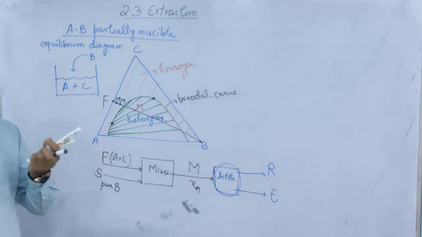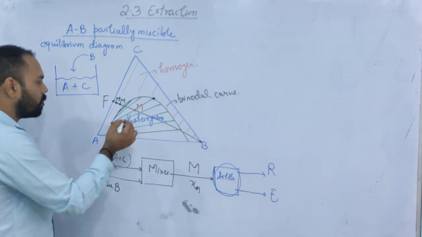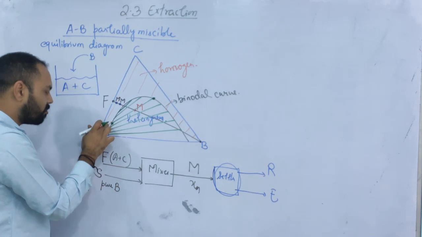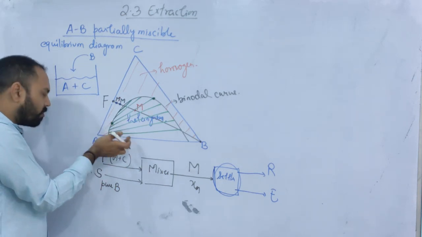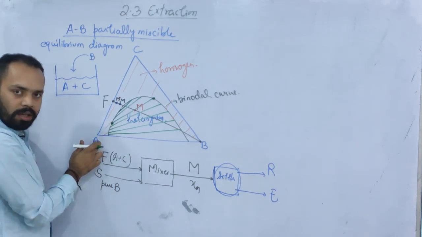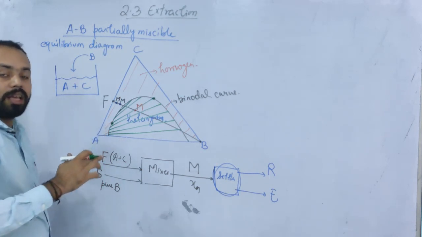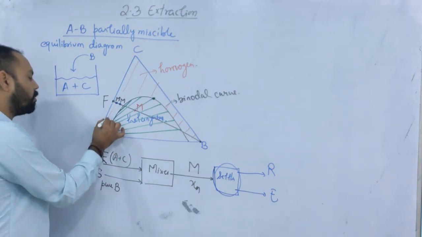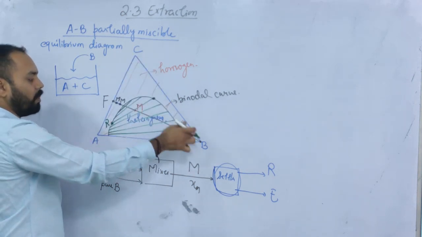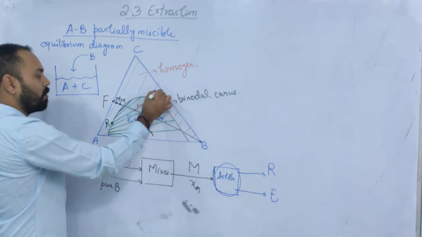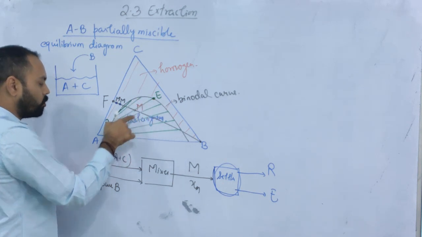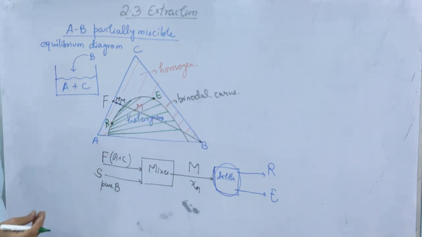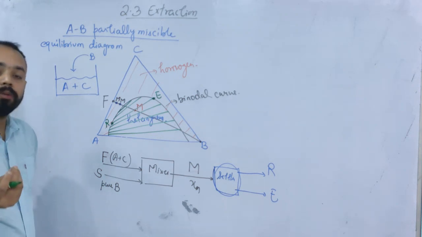This is true in case of mass transfer as well. So what is this? This is the composition of raffinate or extract. You can see that this point is closer to A, meaning at this point A is more. The phase which is rich in A is called raffinate. The phase which is rich in B is called extract. So this composition is extract composition, and this composition is raffinate composition. This is how you have to understand the triangular diagram, the equilibrium diagram.